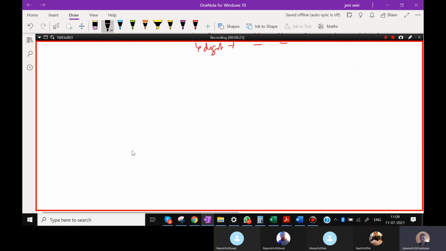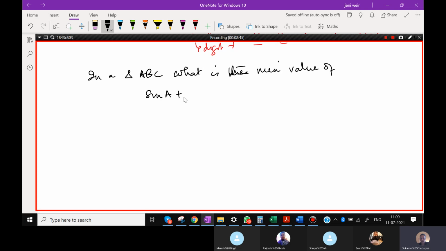Okay, someone was requesting an AM greater than or equal to GM kind of problem, right? In a triangle ABC, what is the minimum value of sine A plus sine B plus sine C?